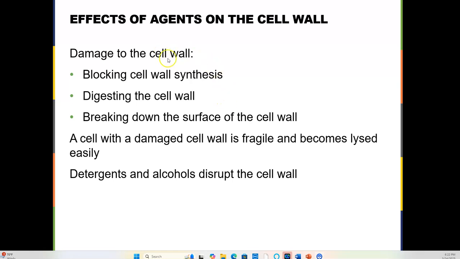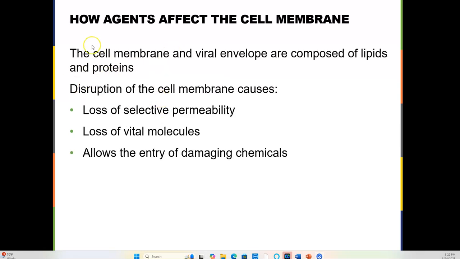So, effects of agents on the cell wall: they damage the cell wall by blocking cell wall synthesis, digesting the cell wall, or breaking down the surface of the cell wall. A cell with a damaged cell wall is fragile and becomes lysed easily. So you're looking at detergents and alcohols being what are going to break up that cell wall.